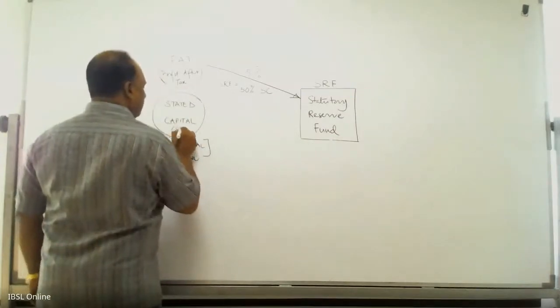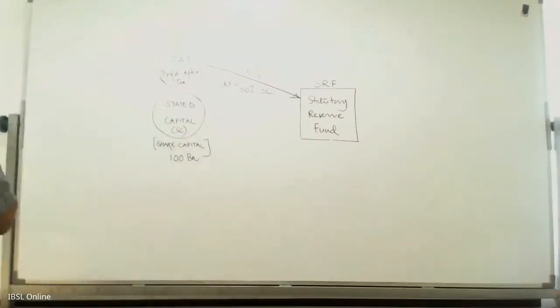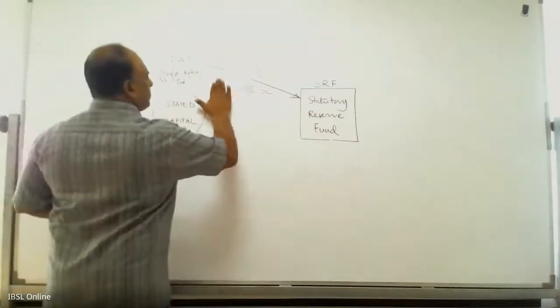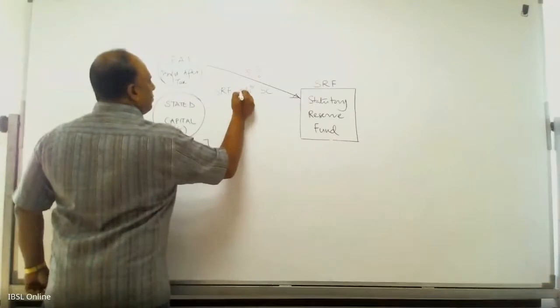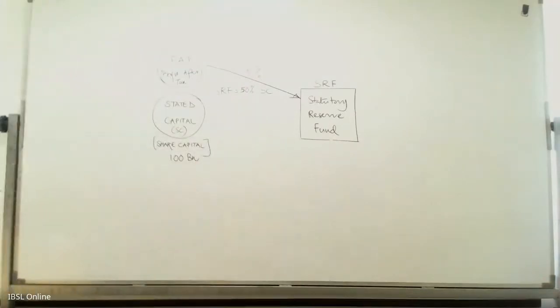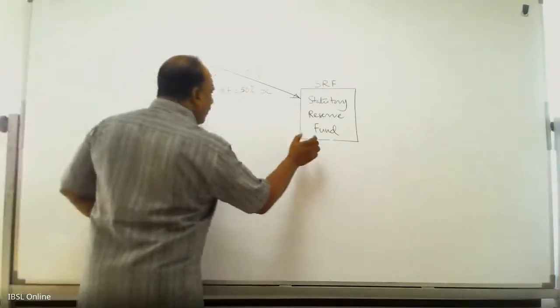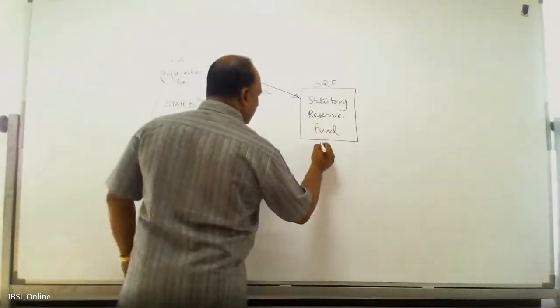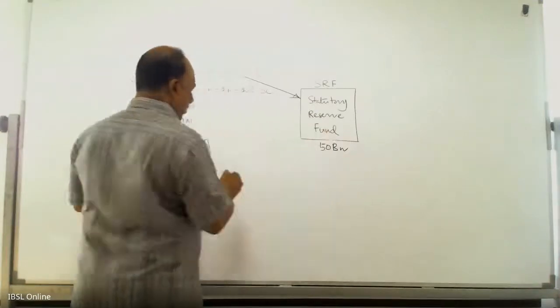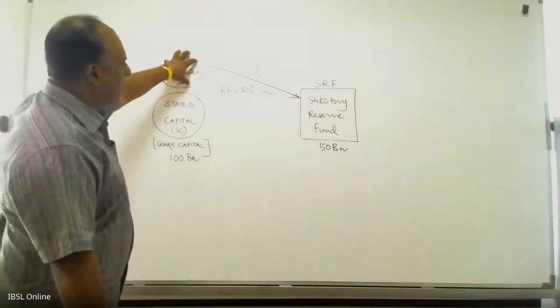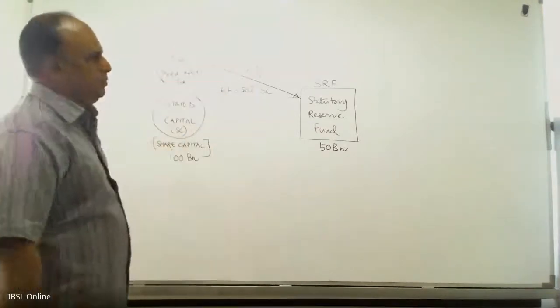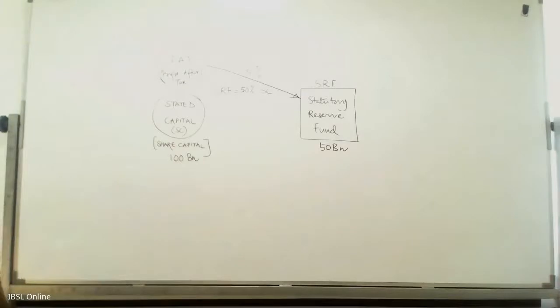Okay, I'll use short form so that it will be easy. Where SRF is equal to 50% of the stated capital. So which means up until it becomes 50 billion, you have to transfer every year from your profit after tax 5%. Okay, that is the first thing that you have to do.